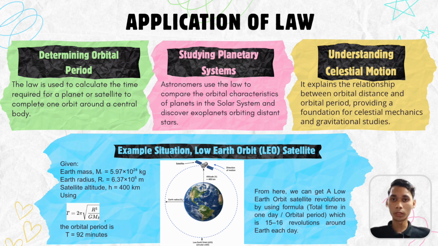Using the formula below, the orbital period T equals 92 minutes. From here, we can get a low Earth orbit satellite's revolutions by using the formula: total time in one day over orbital period, which is 15 to 16 revolutions around Earth each day.